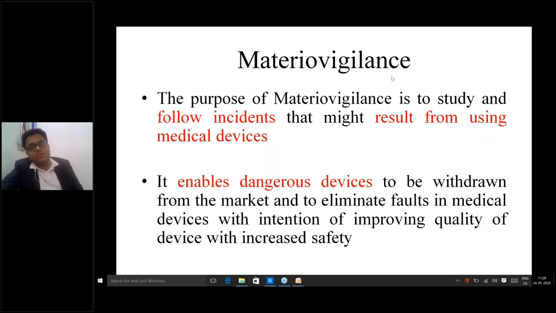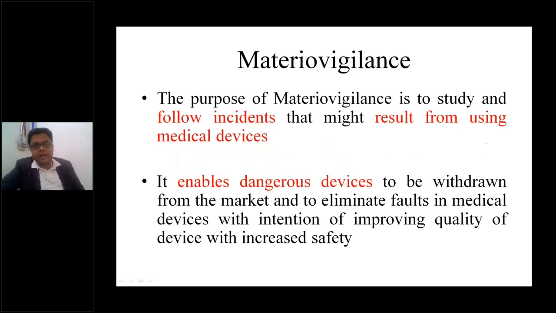So the purpose of materiovigilance is to study and follow incidents that might result from using a medical device. So basically, there are n number of devices which are coming to the market. I'm pretty sure the friends of mine who are listening to the talks are surgeons and dealing with a number of implants. They have implant companies coming to them every day and telling them to use their implants, which may be indigenously made without any certifications, and it might prove to be dangerous for the patients when they are applied to it. So it enables dangerous devices to be withdrawn from the market and eliminate the faults in the medical devices.